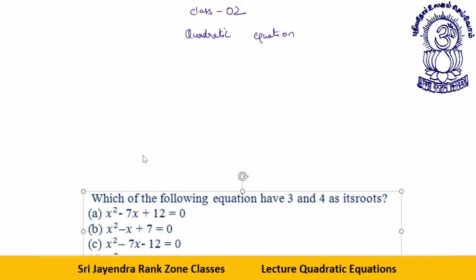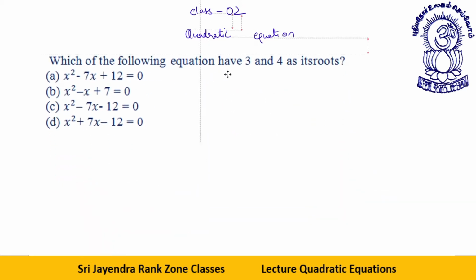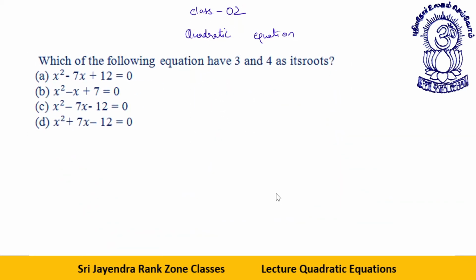The first question we have: which of the following equations has 3 and 4 as its roots? Okay, dear students. See, any equation which has 3 and 4 as its roots will be like x square minus sum of roots into x plus product of roots.